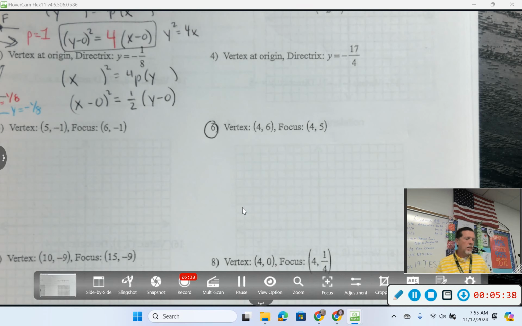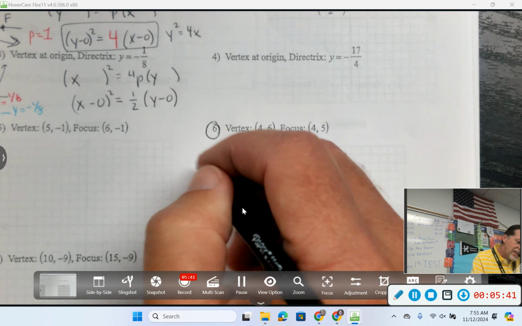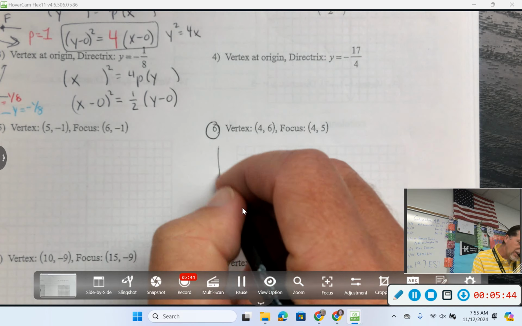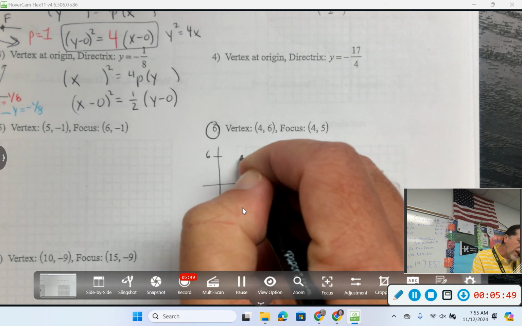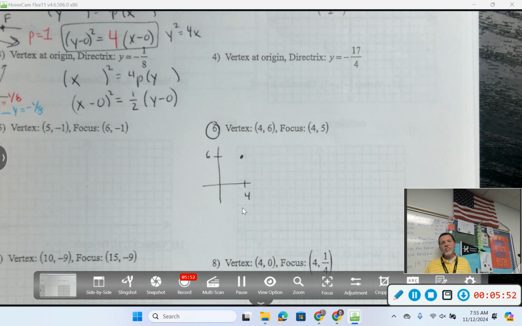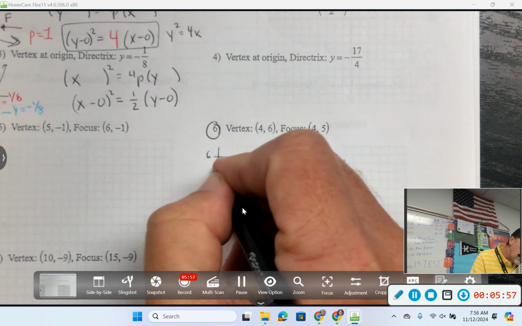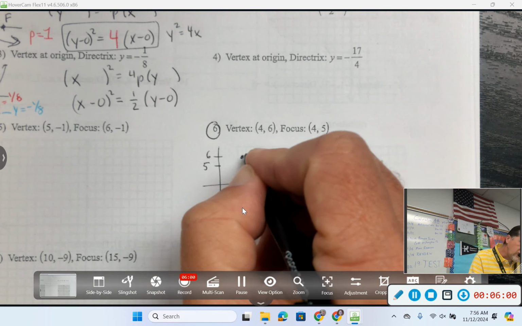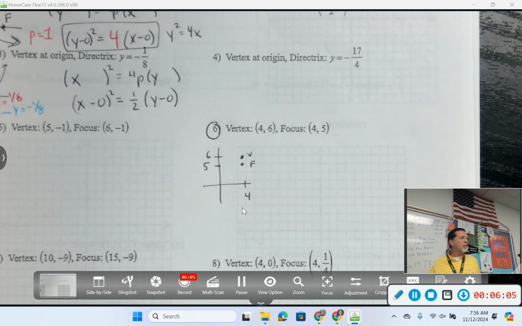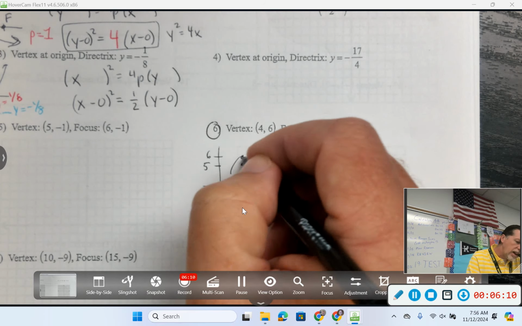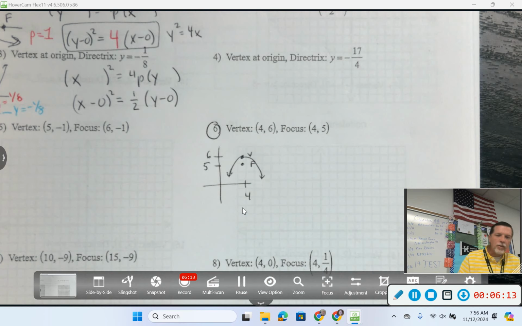And you also, like, let's do number 6, because now we're off the origin here. So 4, 6. Again, your picture doesn't have to be perfect. It's just to help you see which way it's going and which way it's opening. It opens down. So vertex at 4, 6, focus at 4, 5. So yeah, Cooper's right, it opens down. It always wraps around the focus. And again, I'm not worried about focal width or how accurate my picture is. It's just to help me see which way it opens.